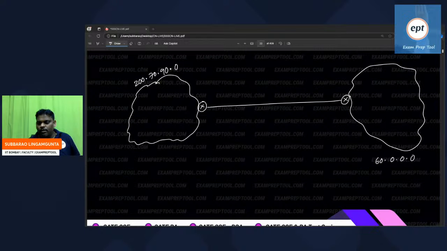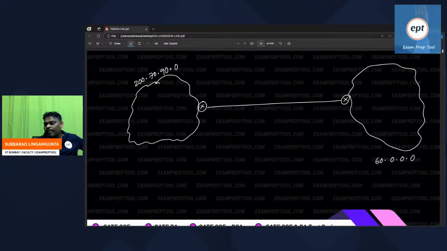Yeah, now see this one. So this is a class A network. Observe here: it is a network part, it is a host part. Host part all zeros means net ID. This network also has a net ID, and this network also has a net ID. Every network has a net ID.